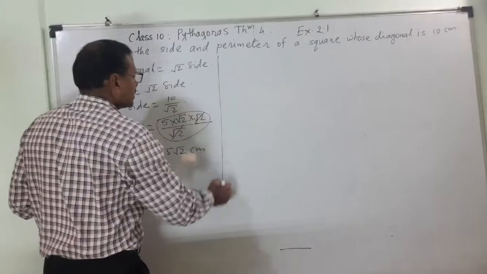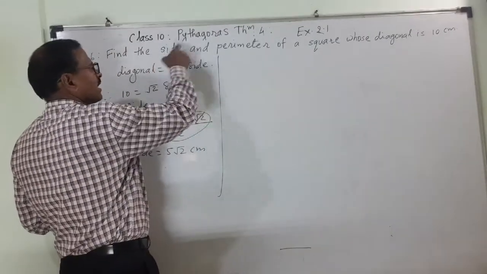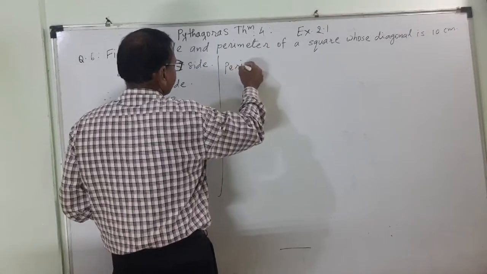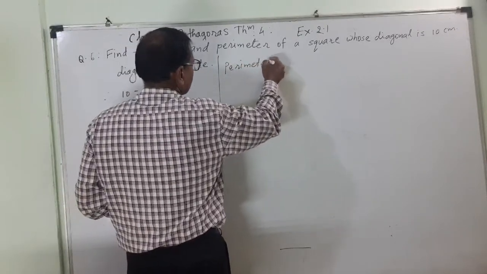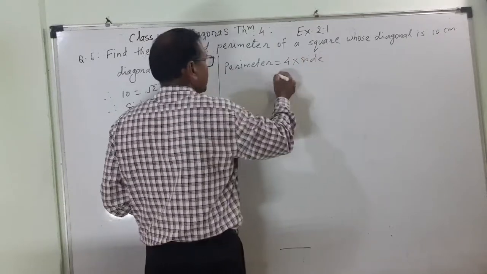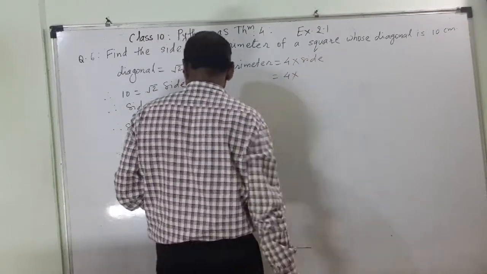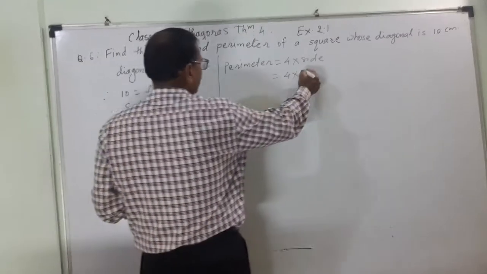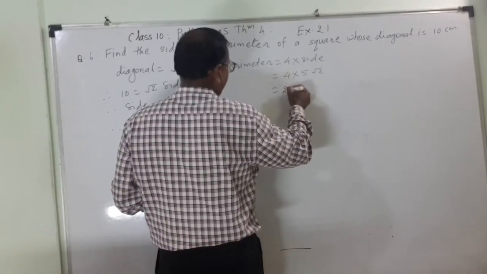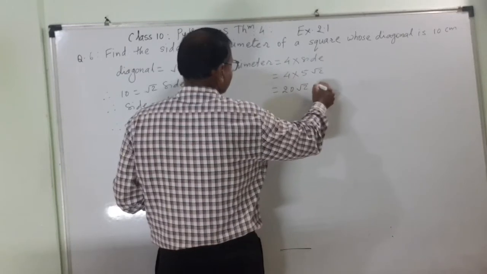Perimeter also is needed. They wanted the side and they again need the perimeter. Perimeter is equal to 4 into side. And that is equal to 4 into, side is 5 root 2, 4 into 5 root 2. So that is equal to 4 fives are 20, 20 root 2 cm.